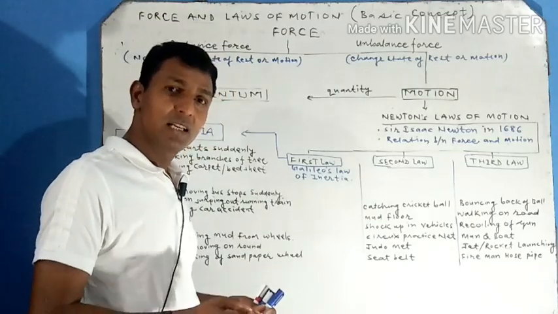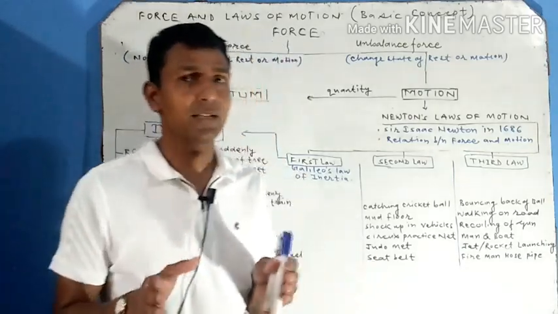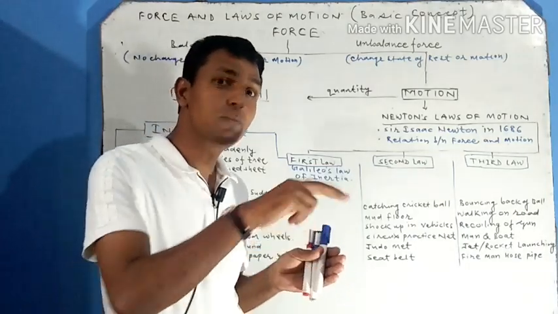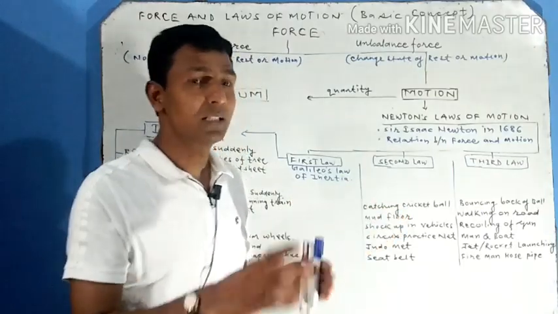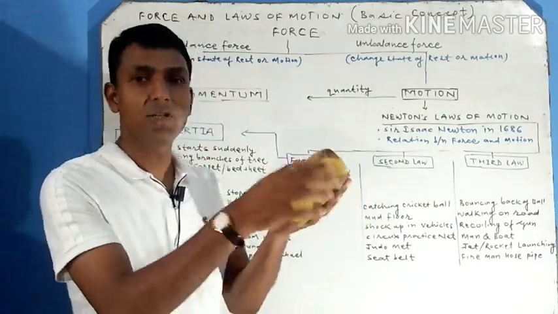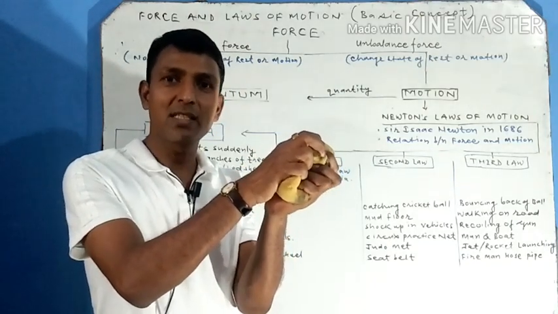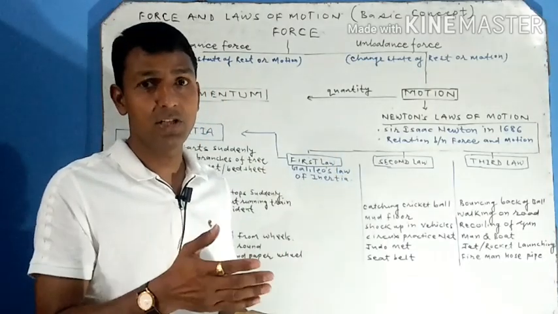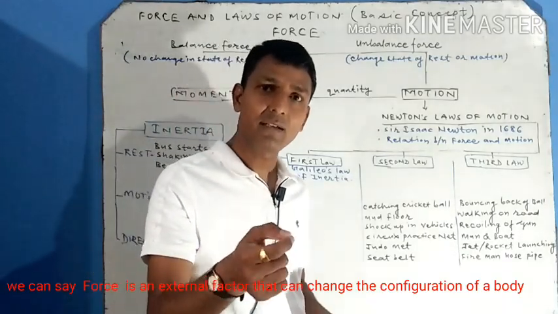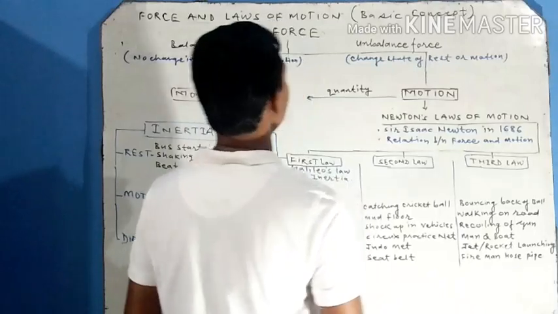Now, in purely physics, how can we deal with these terms? Let me discuss. Force is an external factor that can make a body in motion when it is at rest, or if a body is in motion, then it can stop it, or sometimes it may change the shape or size of a body. Just like, see your friends, this is a sponge, and after applying force, there is a great strain in this body. So we can say force is an external factor that can change shape and size of the body, or in a very precise manner, we can say force is an external factor that can change the configuration of a body.